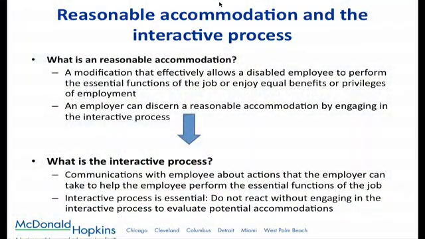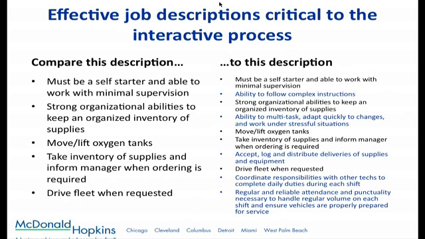The interactive process, we talk about it like everybody understands it, but that's what we're going to spend some time going through now. What does that mean? What are employers' obligations? What are employees' obligations as part of that process? It's really to interact with the employee to find out how they can perform the essential functions of the job. If you've come to our other sessions, you know that I'm a big advocate of job descriptions. So here I am working it in again.